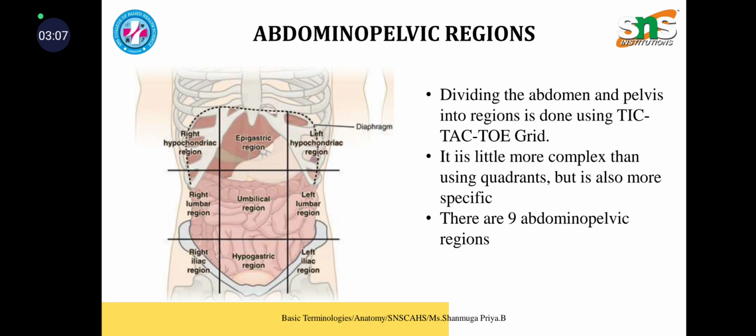Abdominopelvic regions. Dividing the abdomen and pelvis into regions is done using a tic-tac-toe grid. It is a little more complex than using quadrants, but is also more specific. There are 9 abdominopelvic regions which have been listed a few seconds ago.